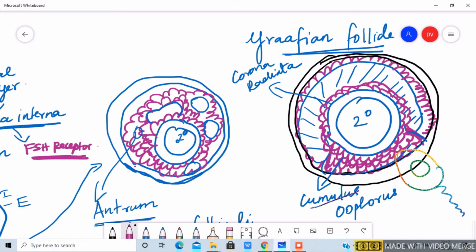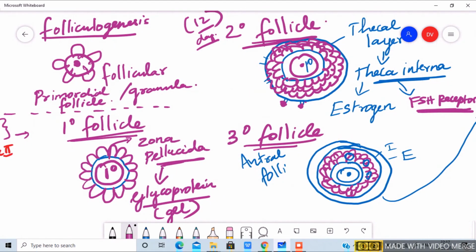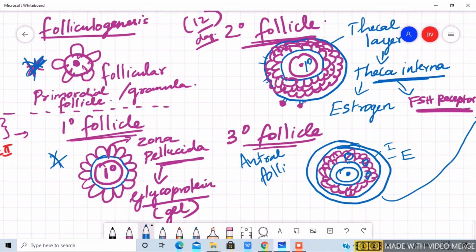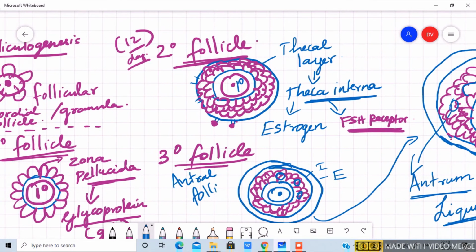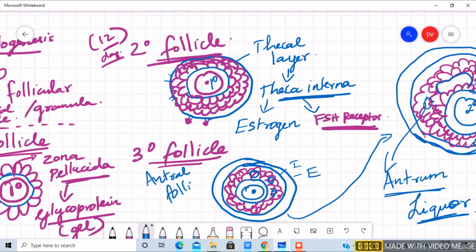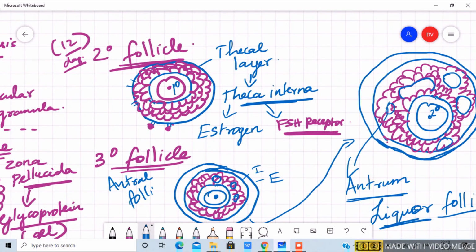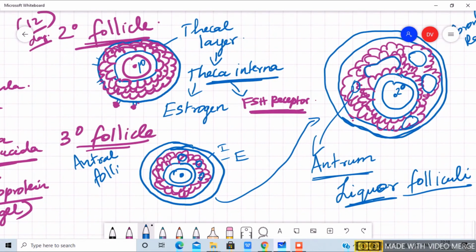Alright, guys, look at the journey of the follicle, that is the egg along with that. It started with something like this, and then you can see the primary follicle with the zona pellucida and one layer of granulosa cells. Then the secondary follicle, where you still have the primary oocyte inside, surrounded by zona pellucida, 6 to 8 layers of granulosa cells, covered by the theca interna, which secretes estrogen and has the FSH receptor.